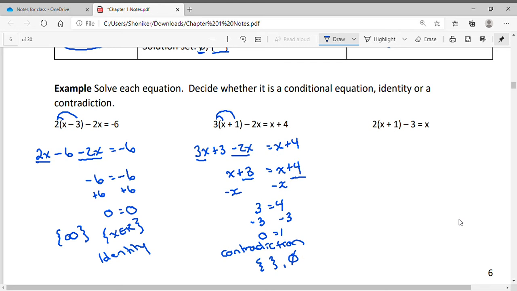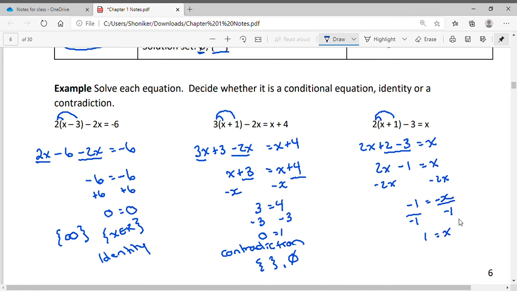The next example, I'm going to expand through again. I end up with 2x plus 2 minus 3 equals x. I'm going to collect like terms, so I get 2x plus 2 minus 3 is negative 1. I'm going to put my x's on one side, so I'm just going to move this over. I get negative 1 equals negative x. And I'm going to divide by negative 1 to solve for x. And I get x equals 1. So this is a conditional equation. I ended up with x equals 1 being the solution, or the solution set is 1.